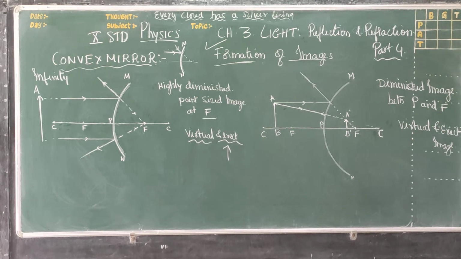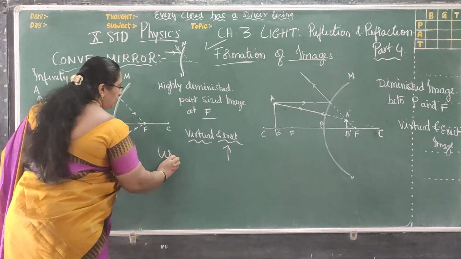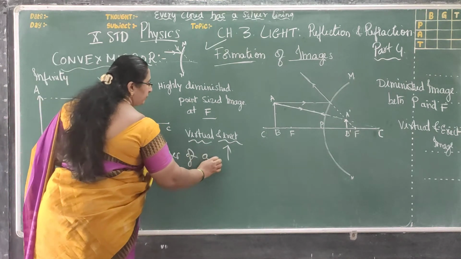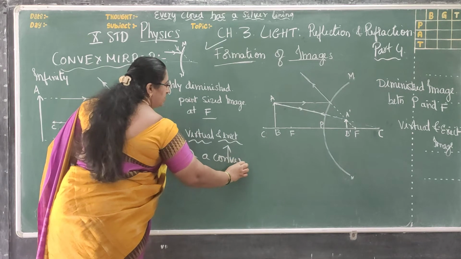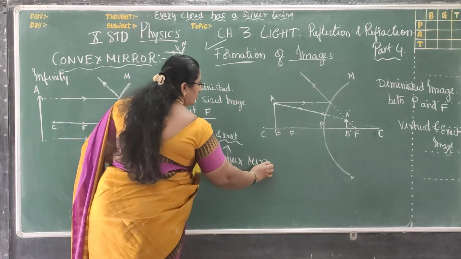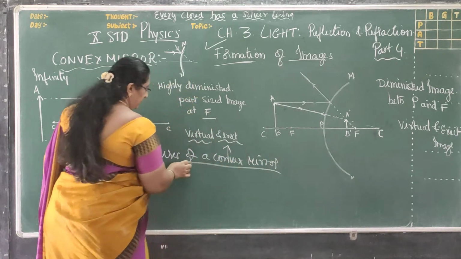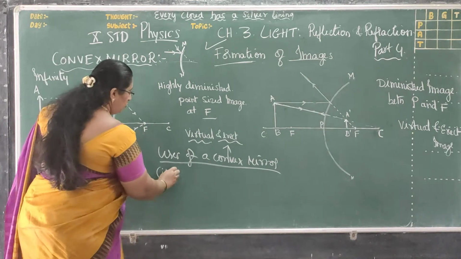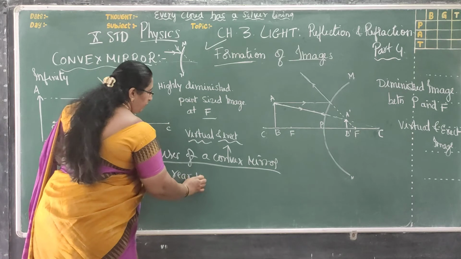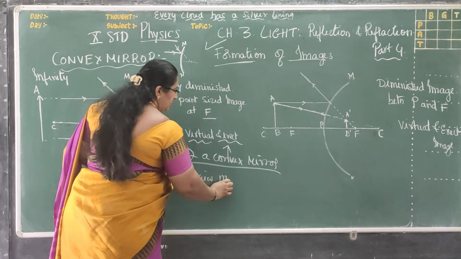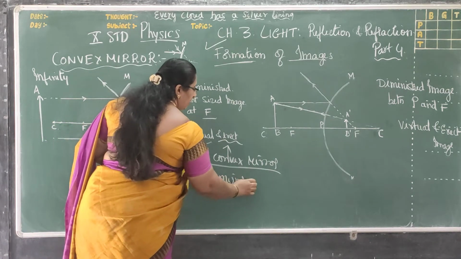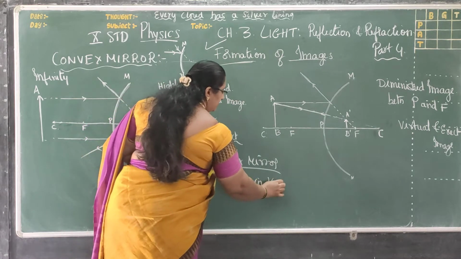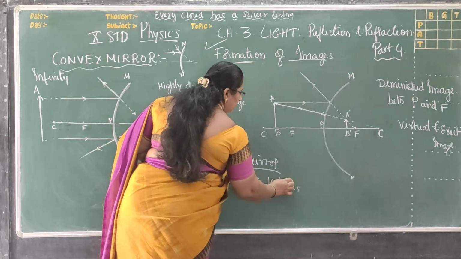Now let us discuss the uses of a convex mirror. The first use is that it is used as a rear view mirror in vehicles.